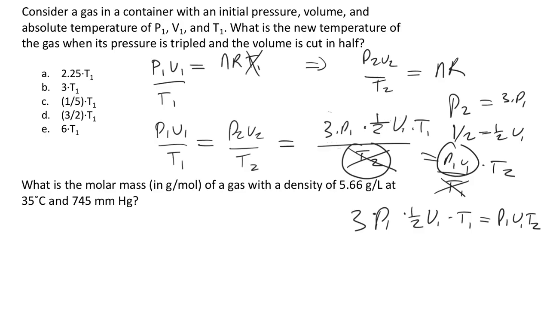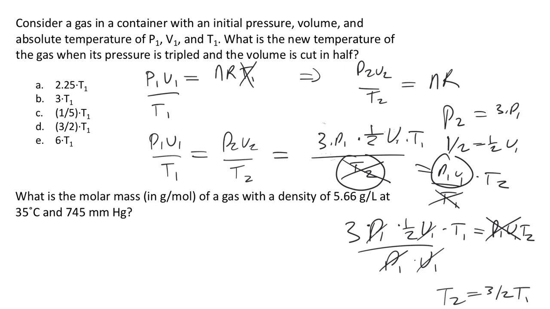And so I'm going to divide both sides by P1 V1 to cancel those out here. And so my P1 cancels, my V1 cancels, so my T2 equals 3/2 times T1. So, which looks like this answer here.